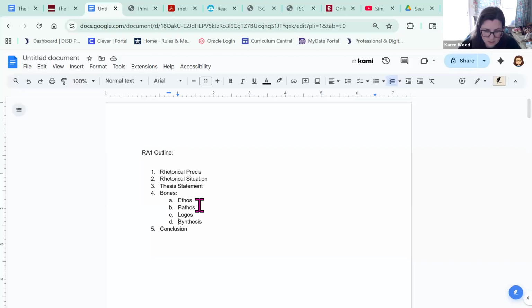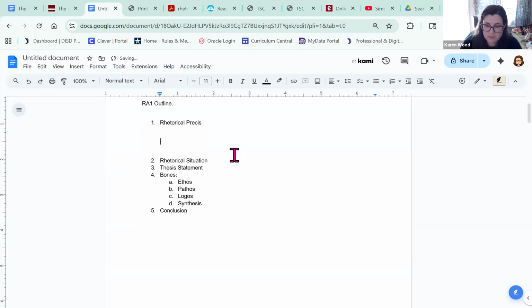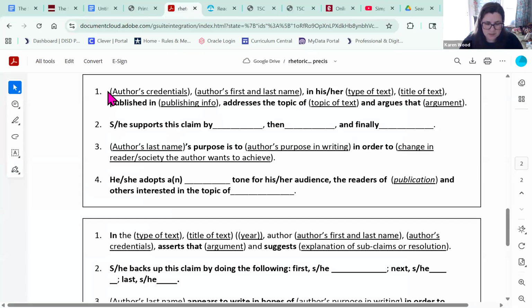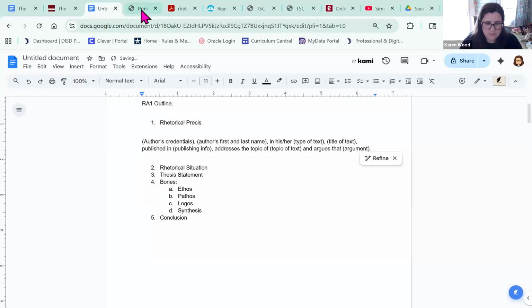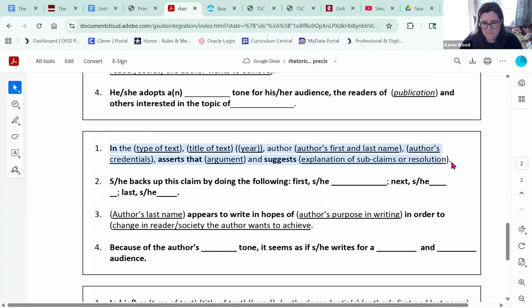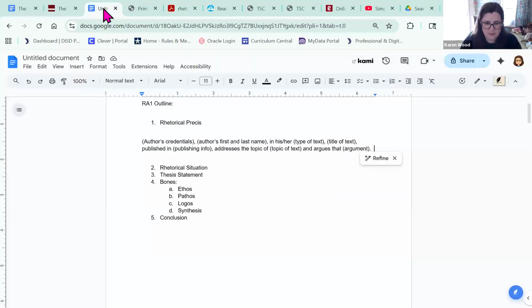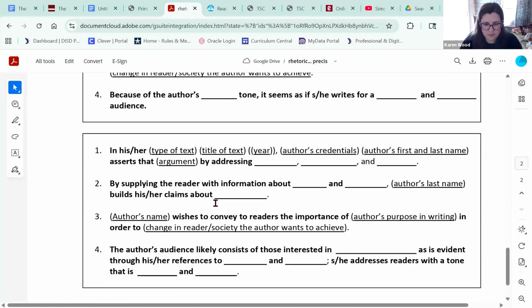Okay, so here's my outline. Like I said, I'm going to start off with the rhetorical précis. I'm going to leave my outline structure in here because I can always go back and edit it out later. And I'm just going to copy and paste. I'm going to use number one here. Now you can mix them up, do whatever is best for you. But just for the purposes of illustration, I'm going to use them in the order that they appear.